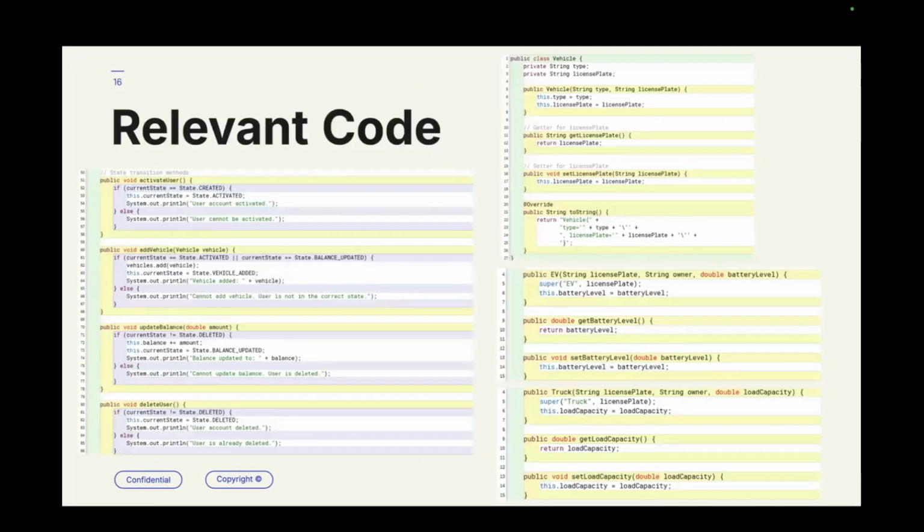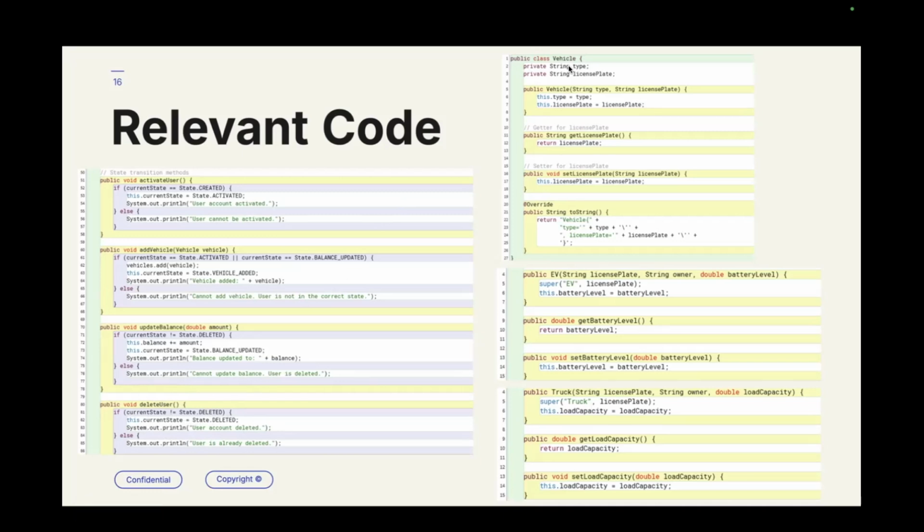And this is my relevant code. The left one is the user class, which has the state transition method to keep the state of the user, and then I will go to the add vehicle state, and then we can check the state of add vehicle, and then the update balance state, which asks for the balance of the user, and then the delete user state, which makes sure whether the user wants to delete the account or not.